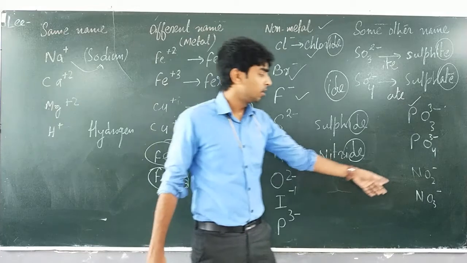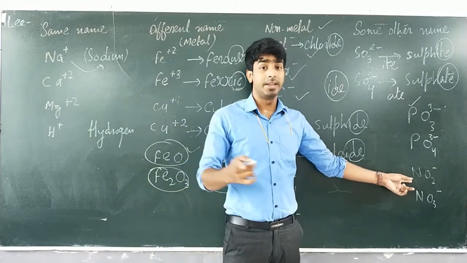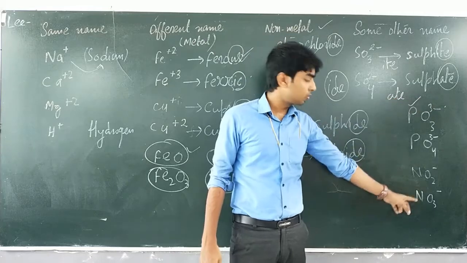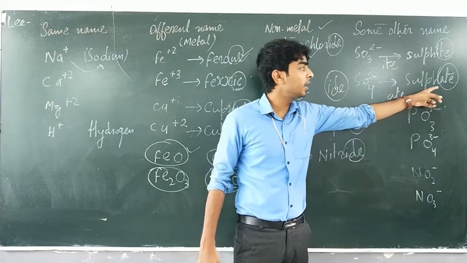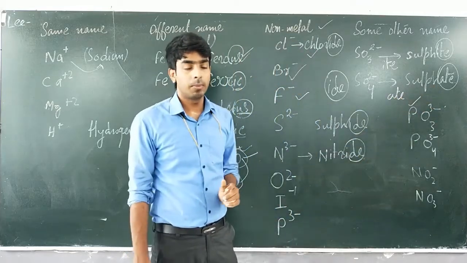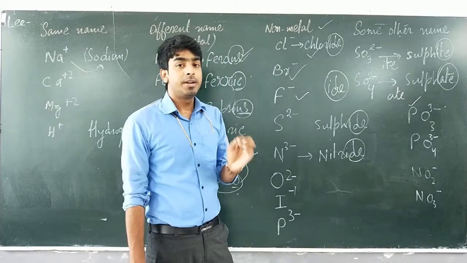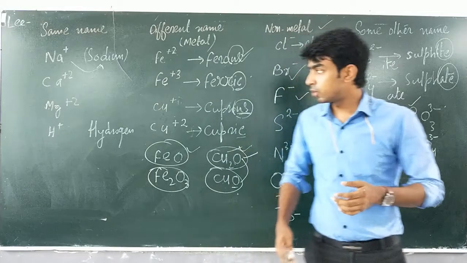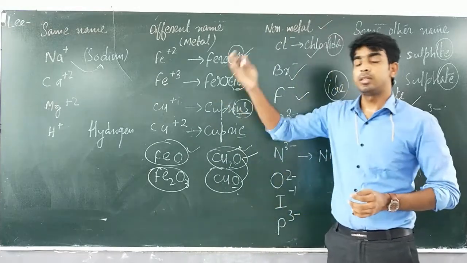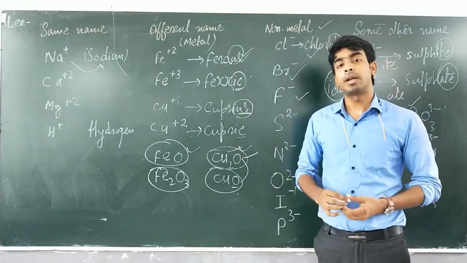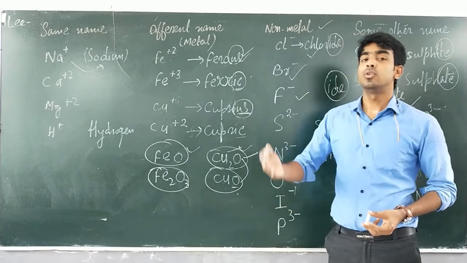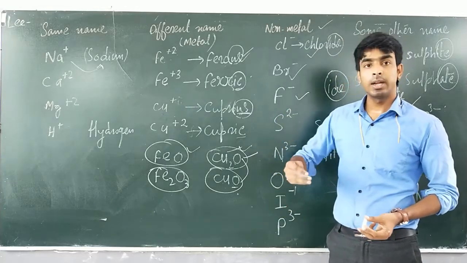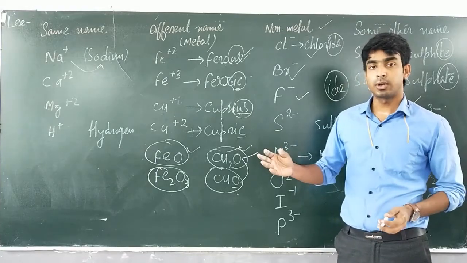What will it be? Nitrite. Okay. And then if the oxygen number is more, then we add ATE. What will the name be? Nitrate. So these are the names that you're seeing in the list, on page number 6 you will find them, and the name is given. For your information, we will again revise this and understand it in a very short manner.